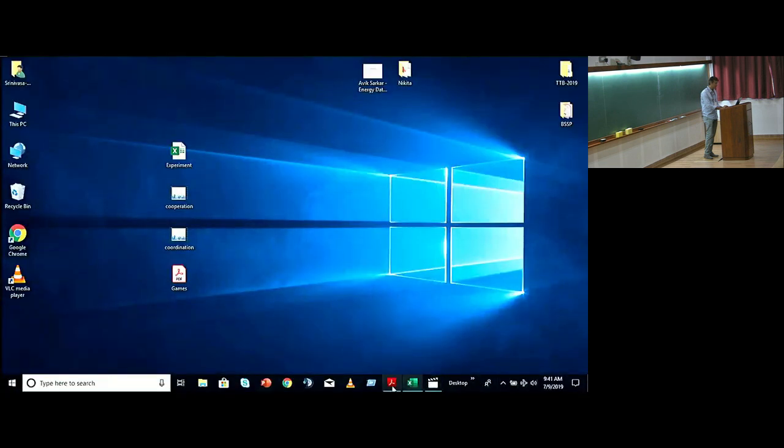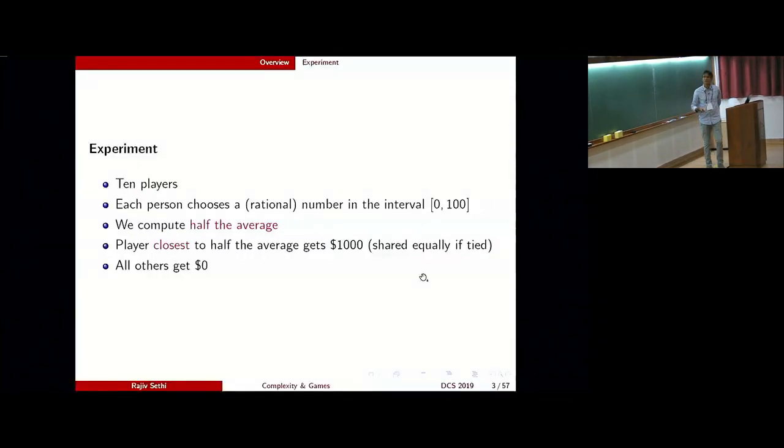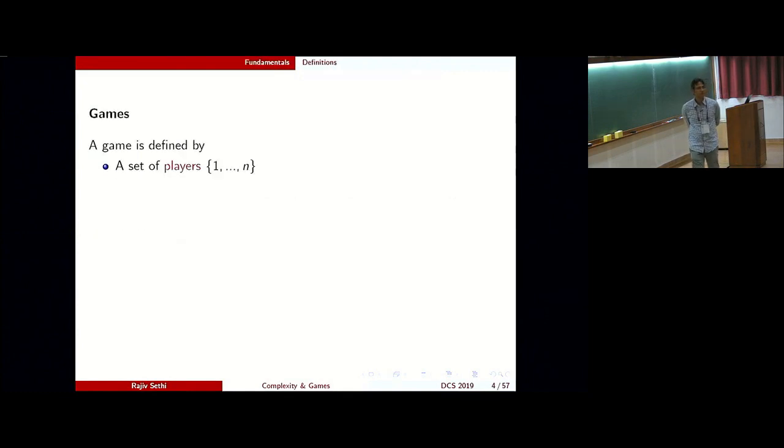So let's go back. Okay, just forget about this now, we'll come back to it. I just want to go through a few definitions. You're all familiar with them, but we'll go through them quickly. We're going to define a game as a set of players. In this particular case, there were 10 of them, 10 players. Each player has a set of strategies. In this case, the set of strategies was just the set of rational numbers between 0 and 100 inclusive. So you had some countable number of strategies in this particular case.